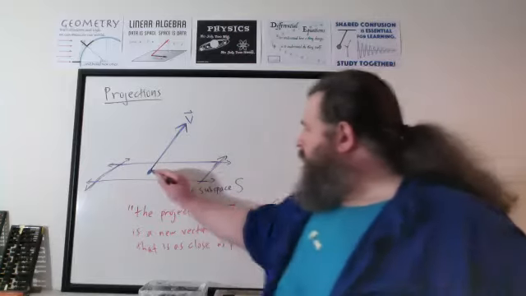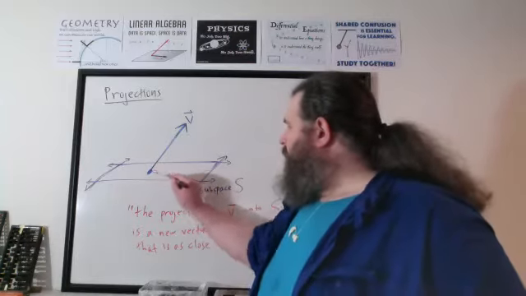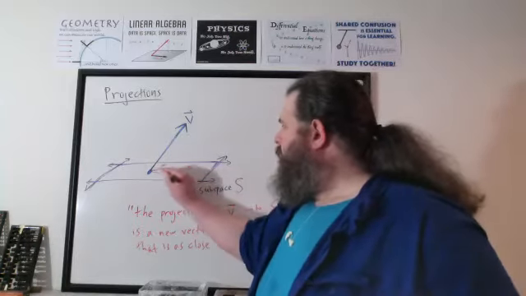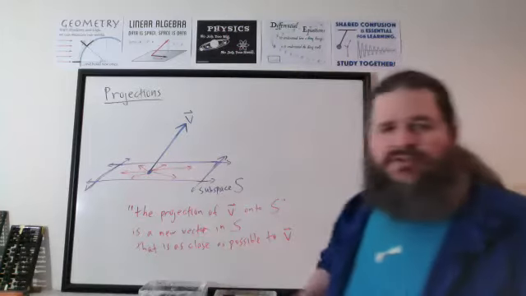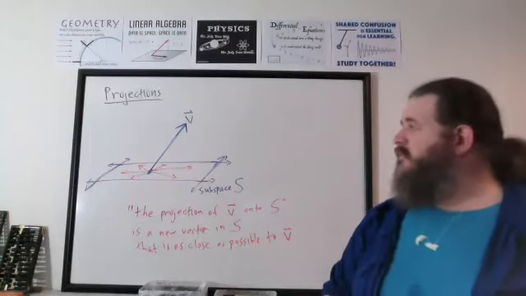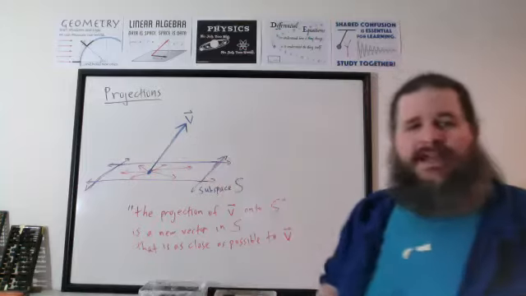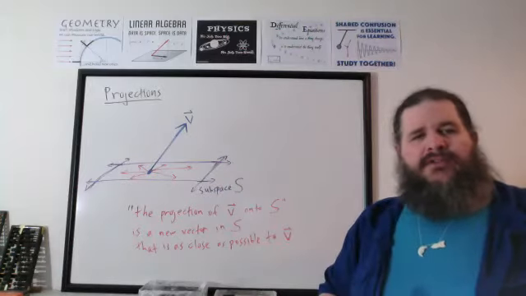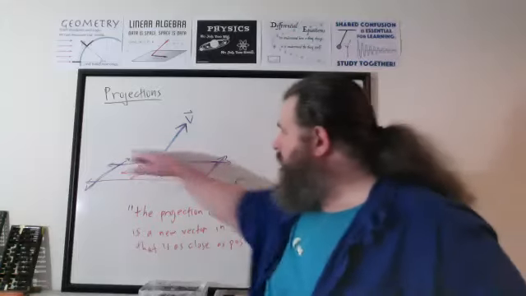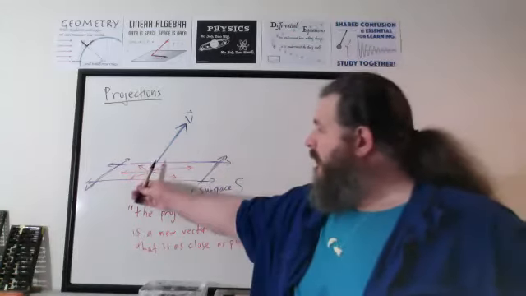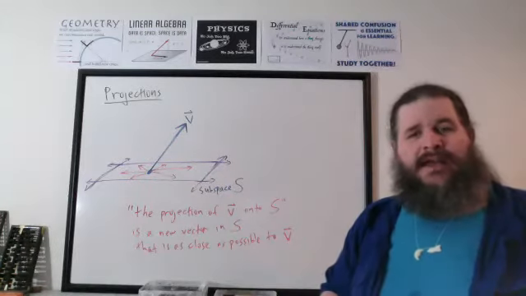Which means we want to create a new vector, some vector in the plane itself. So like these vectors are all in the plane, let's say. But we want to choose one of those vectors in the plane that's as close as possible to the original vector V. And geometrically, how would you do that? How could you geometrically create a vector in the plane that's as close as possible to the vector we've got that's not in the plane?